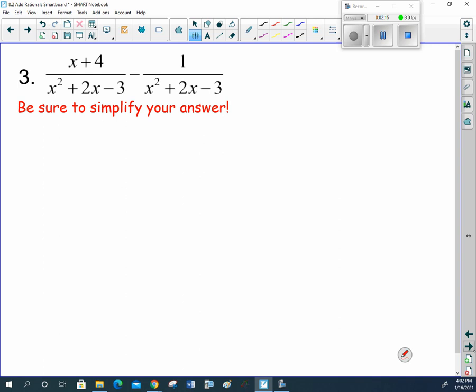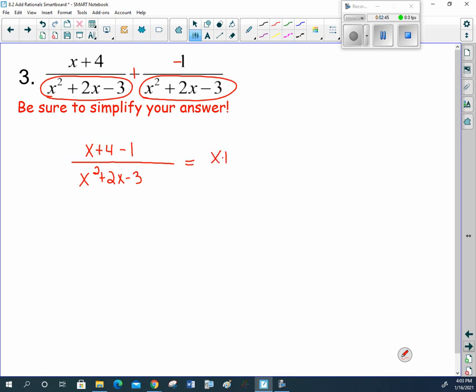Okay, this third one, it says be sure to simplify your answer. So what is that talking about? Well, I'm going to take care of that negative sign first. I notice that this quadratic is the same as this quadratic, so it looks like I already have a lowest common denominator. So we're going to go x plus 4 minus 1 over x squared plus 2x minus 3. That's going to turn out to be x plus 3 over x squared plus 2x minus 3.